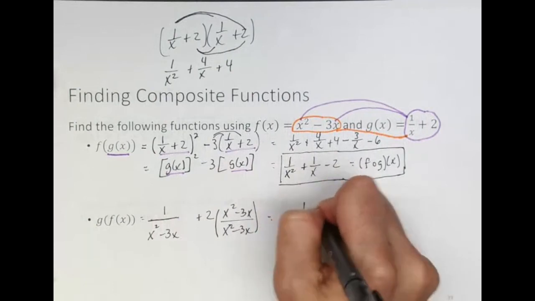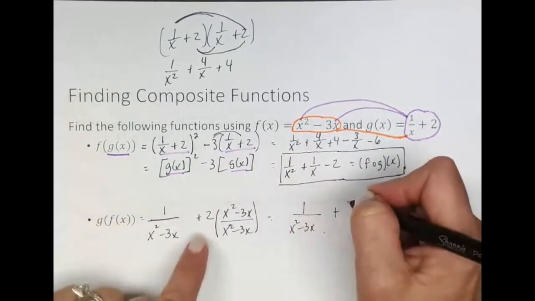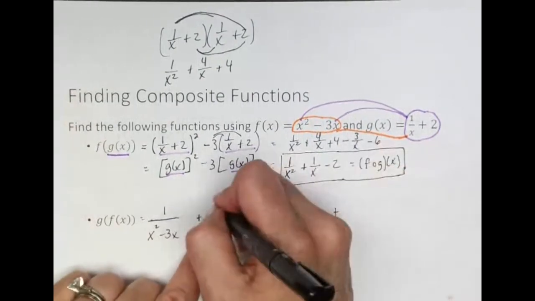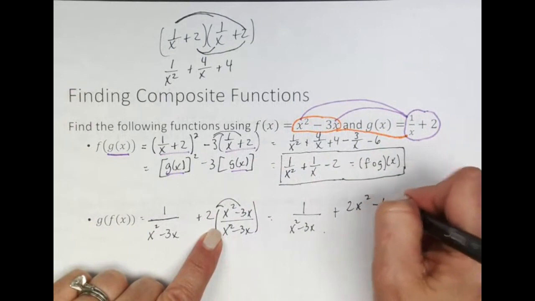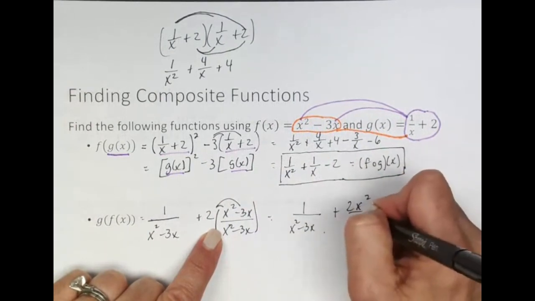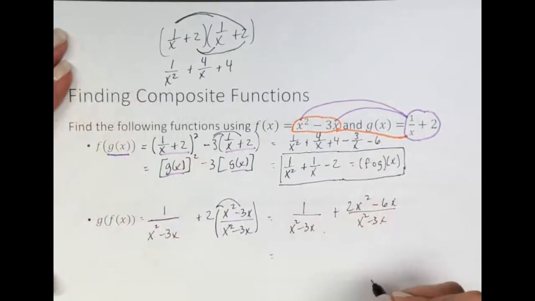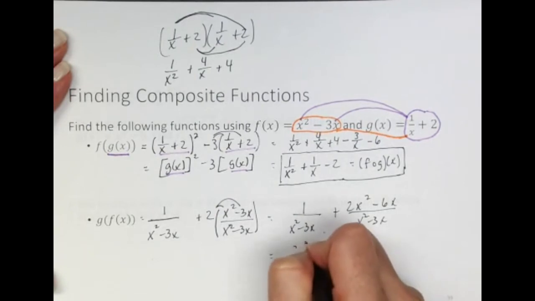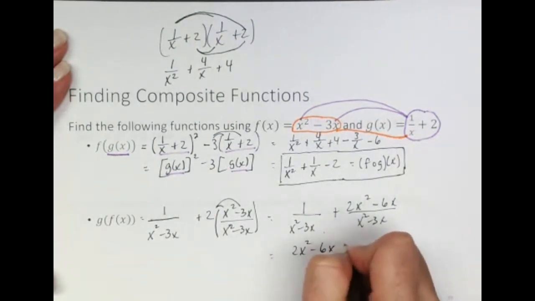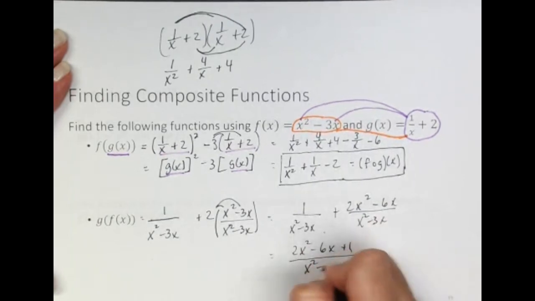Then that would become 1 over x squared minus 3x plus 2 times x squared minus 3x, or if I distribute that 2, plus 2x squared minus 6x over x squared minus 3x. Now that they have the same denominator, I can add those numerators. So this will be 2x squared minus 6x plus 1, writing that in standard order, over x squared minus 3x.